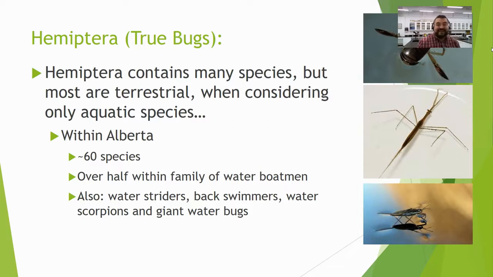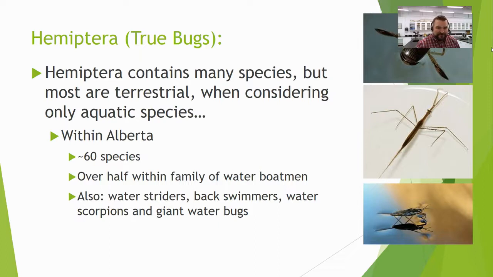Some key features and some information about our true bugs. Hemiptera, that order does contain many, many species. Just like that first picture of our ladybug, that's a terrestrial, and most true bugs will be terrestrial. So when I teach you about aquatic organisms, we're going to consider only our aquatic species. Within Alberta, our province, we have a lot of diversity. We have approximately 60 different species of true aquatic bugs in Alberta.